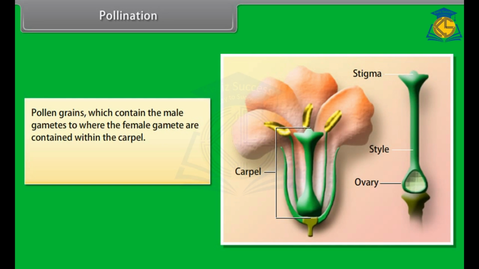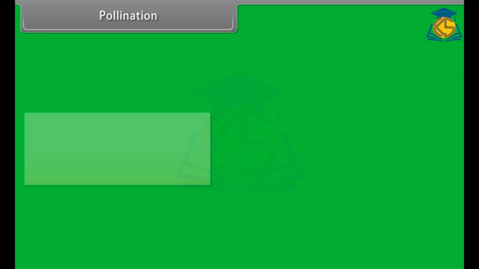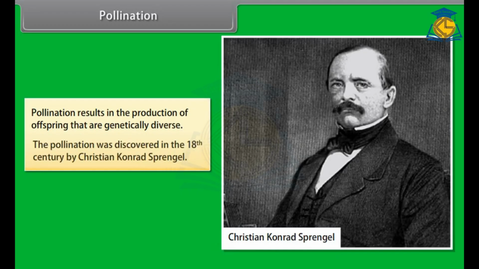Pollination. Pollination is the process by which pollen is transferred in plants, thereby enabling fertilization and sexual reproduction. Pollen grains contain the male gametes, which are transferred to where the female gamete is contained within the carpel. The receptive part of the carpel is called a stigma in the flowers of angiosperms. Pollination results in the production of offspring that are genetically diverse. Pollination was discovered in the 18th century by Christian Conrad Sprengel.